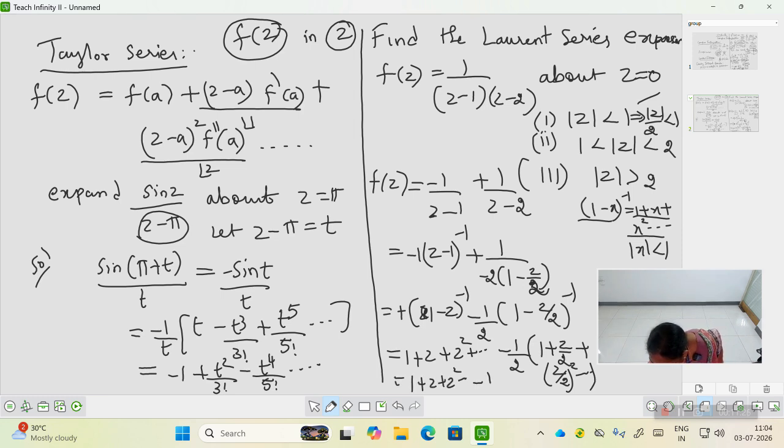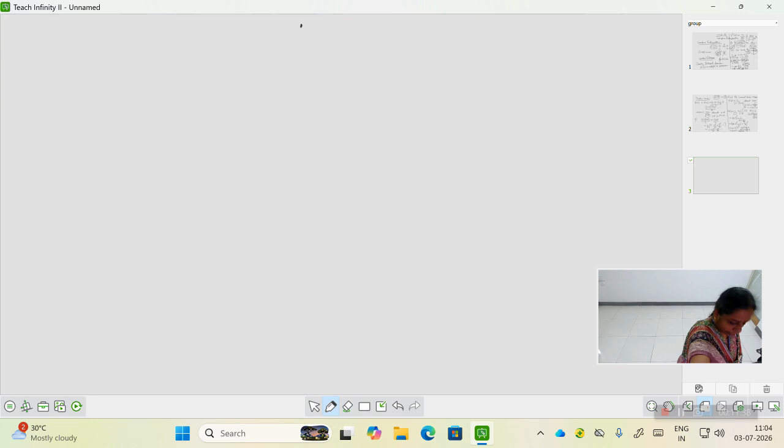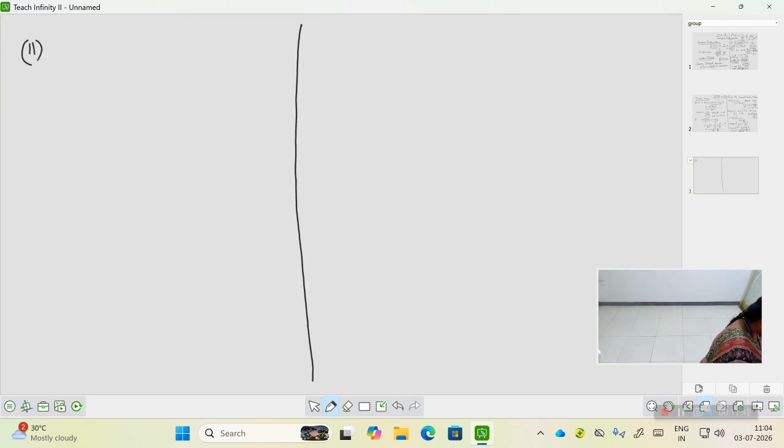If you want, this one can be written as minus 1 by 2 summation n equal to 0 to infinity z by 2 the whole power n. Okay, this condition is over. I'll move you to the second condition. What is the second condition?